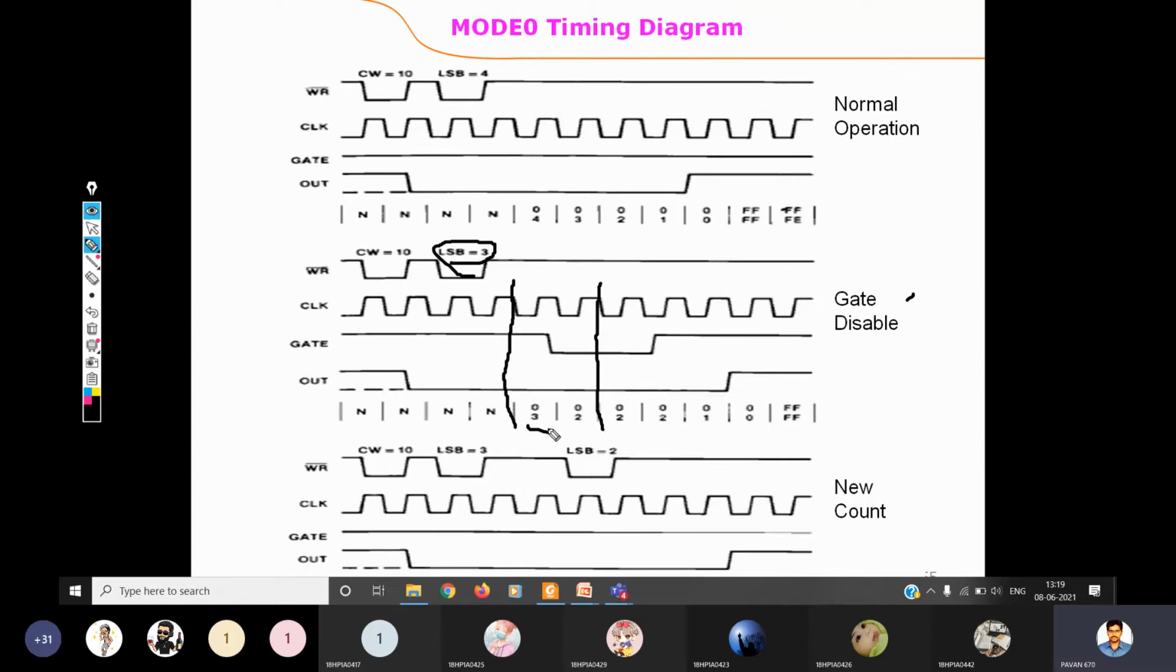So that's why what is happening. Here the gate is disabled in this clock, from this point to this one. In this duration, the gate signal got disabled. It will come into effect for this counter in the next clock cycle, that too with reference to the negative edge. So the counting stopped. Since the gate is disabled, the counting got stopped here.